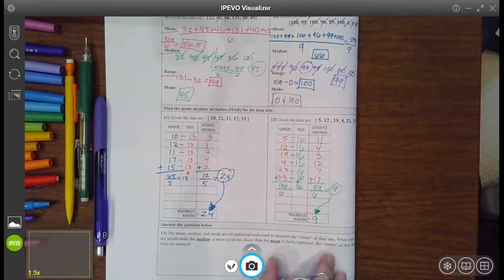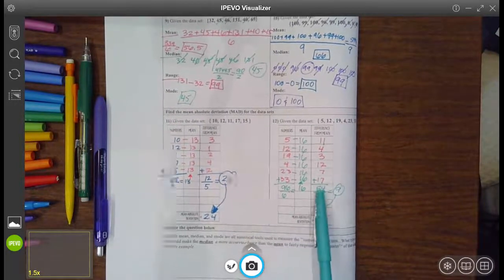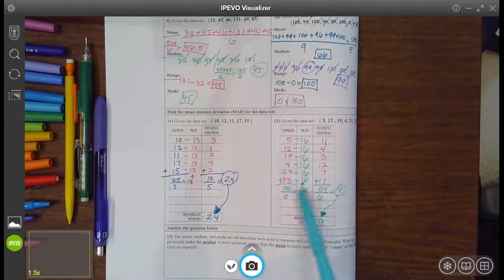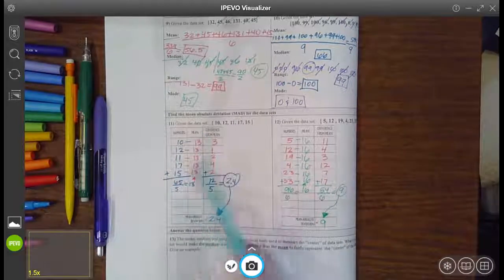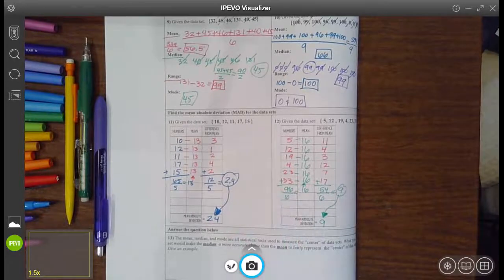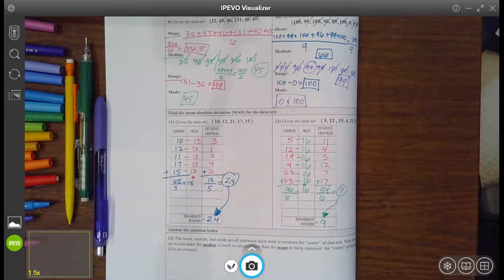So which one has a greater MAD value? This one does, which means this data set is more spread apart than this one. And you can tell, yeah, these numbers are closer together than these ones are. That's what the MAD is. It tells you the variability of the data set, like how spread apart it is.